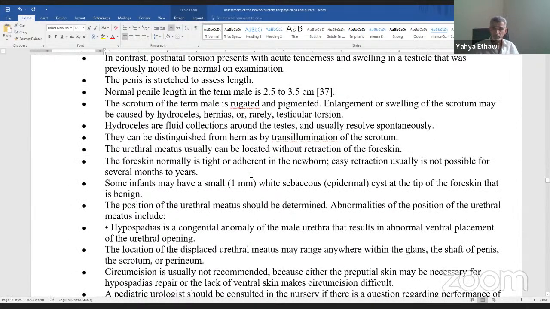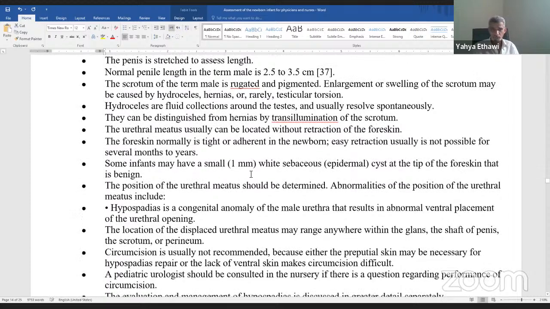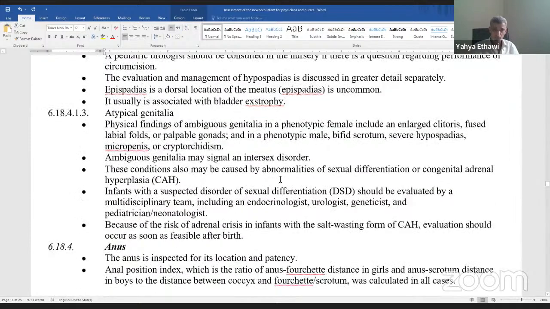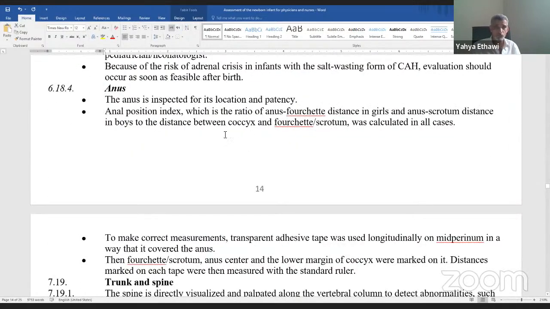Whether there is hypospadias or epispadias, and what is the grade. And if you have atypical genitalia, then we have to make sure it's not congenital adrenal hyperplasia. Anus, very important to measure the anal positioning index. And there are many pictures. If you Google it, it will tell you how to measure the anal position index in male and female.